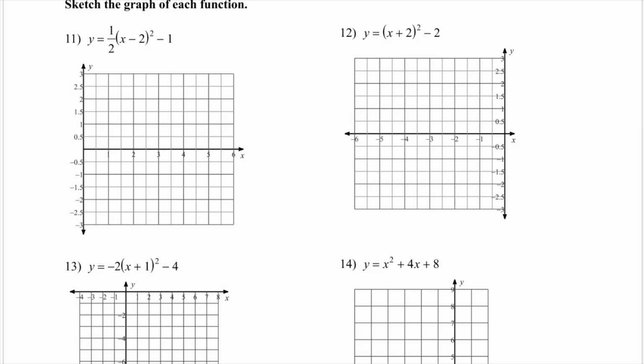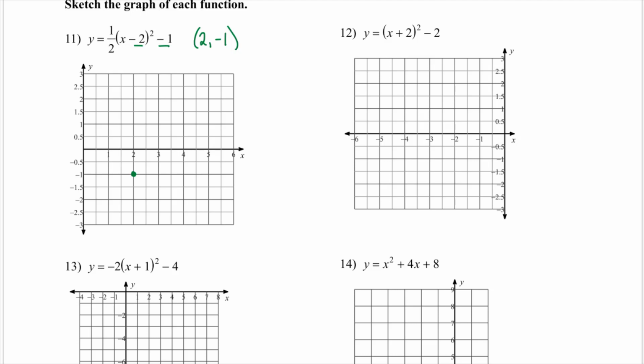So on 11, we find the vertex by using these 2 numbers. Remember, it's the opposite of what's inside, and it's what the outside actually is. And we ignore the 1/2 whenever we're finding the vertex. So we're going to plot 2, -1. Notice that each of these squares is only a half, so we have to go over 4 to get to 2 and down 2 to get to -1.